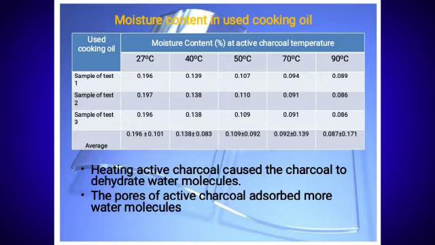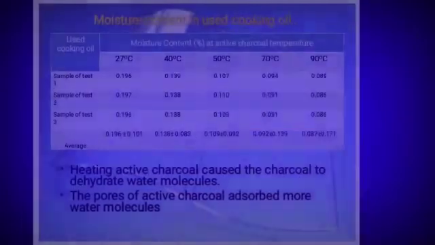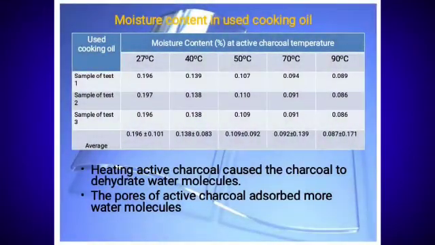Heating caused the active charcoal to dehydrate water molecules. The pores of active charcoal adsorb more water content. The use of active charcoal at room temperature, 40 degrees Celsius, 50 degrees Celsius, 70 degrees Celsius, and 90 degrees Celsius in the purification process produce water content that meet the prerequisite of cooking oil quality.